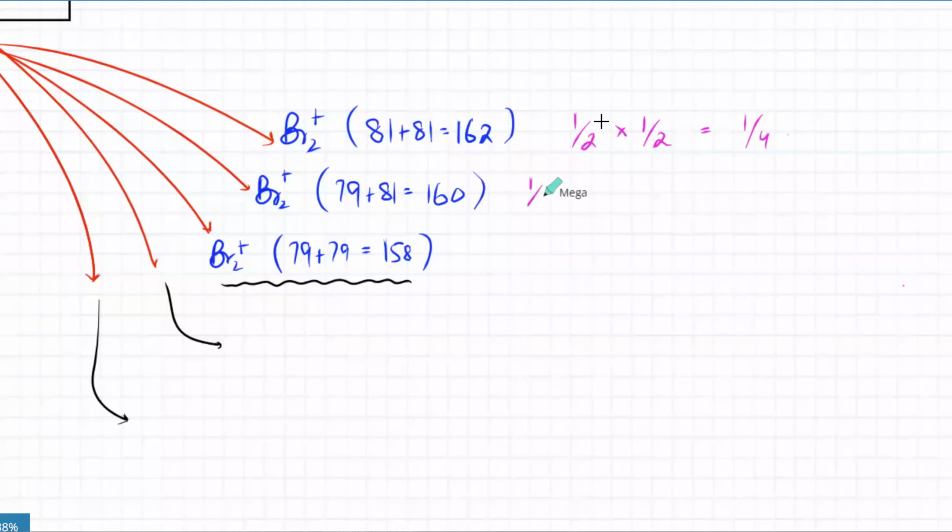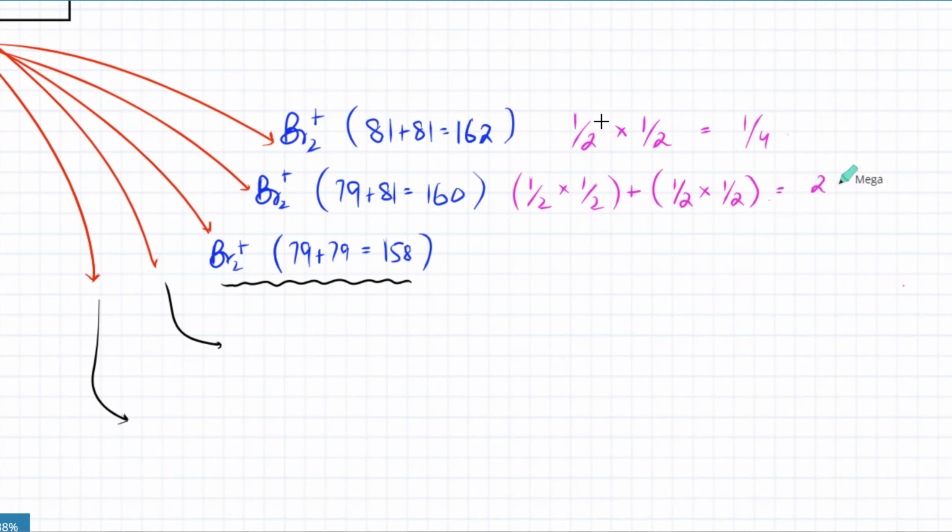What's the probability of getting one of them as 79 and the other as 81? So it's either the first one is 79 and the second one is 81, or, plus, the first one is 81 and the second one is 79. So there are two scenarios. So this would give me 2 by 4, one half. And the last one would be both of them 79. What's the probability of getting 79? That's 1 by 2. And the second one is also 79, so that's 1 by 2. And that would give me 1 by 4, right?